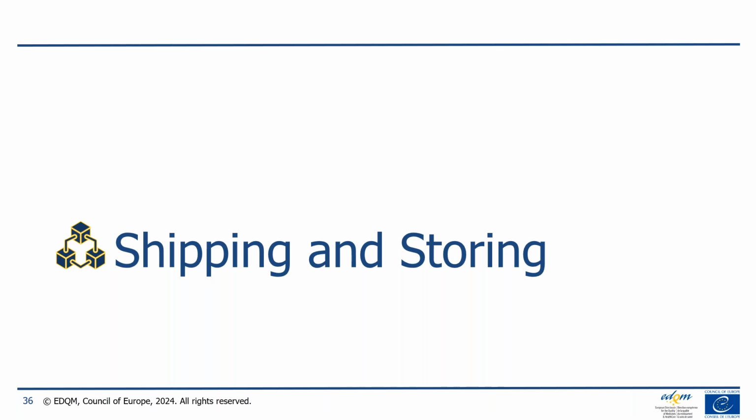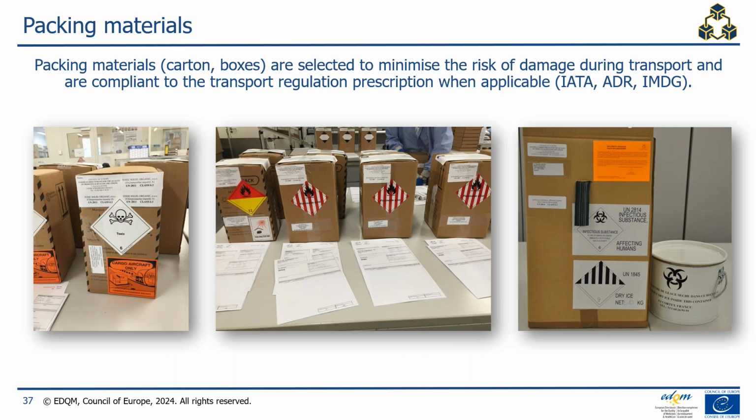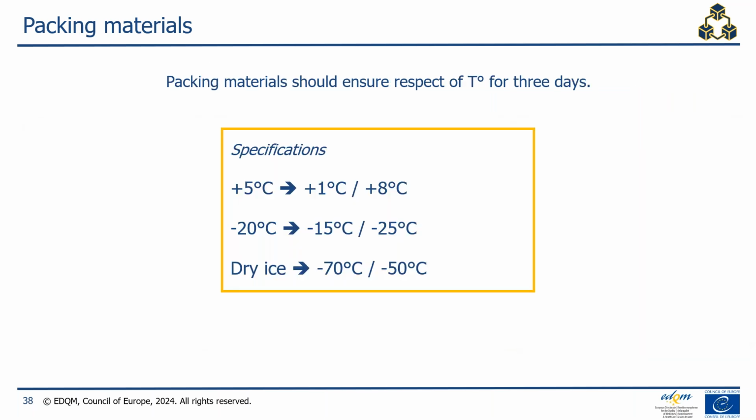Now let's discuss shipment and storage. Our packing material is designed to prevent damage, to maintain the temperature, and to comply with all the applicable transport regulations. The packaging also ensures that the prescribed temperature is maintained for at least 3 days. For instance, for a +5 degrees shipment, we allow a range between 1 and 8 degrees C.